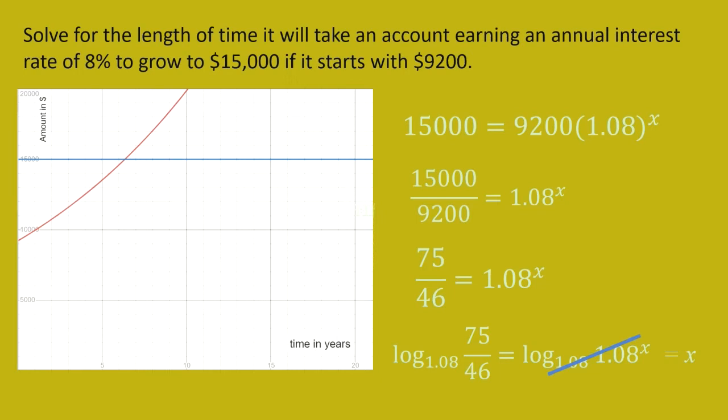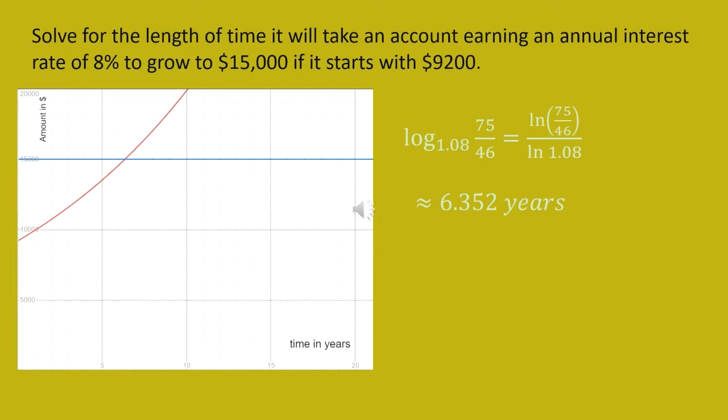That is a number. It doesn't look like an obvious number to us right now, but log base 1.08 of 75/46 is the exact value that is equal to our number of years. We can see from the graph that it's a little bit more than 5. It looks like it's somewhere between 6 and 7 years.